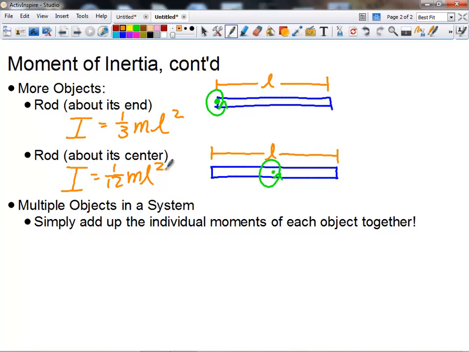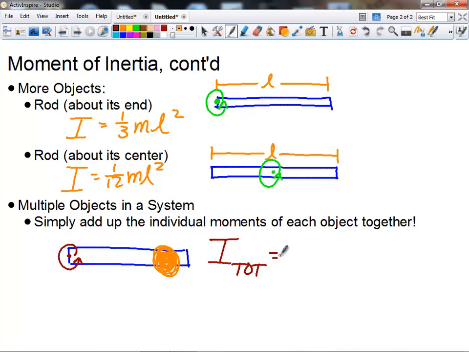Okay? If we have multiple objects in a system, we will just add up the different objects that are present. So if we had, let's say, a rod with a point mass on one end, and we wanted to find the moment of inertia of the system, let's say it's being rotated about this end, we would just add up the individual moments of inertia of the rod and the mass. Okay, so not real difficult.